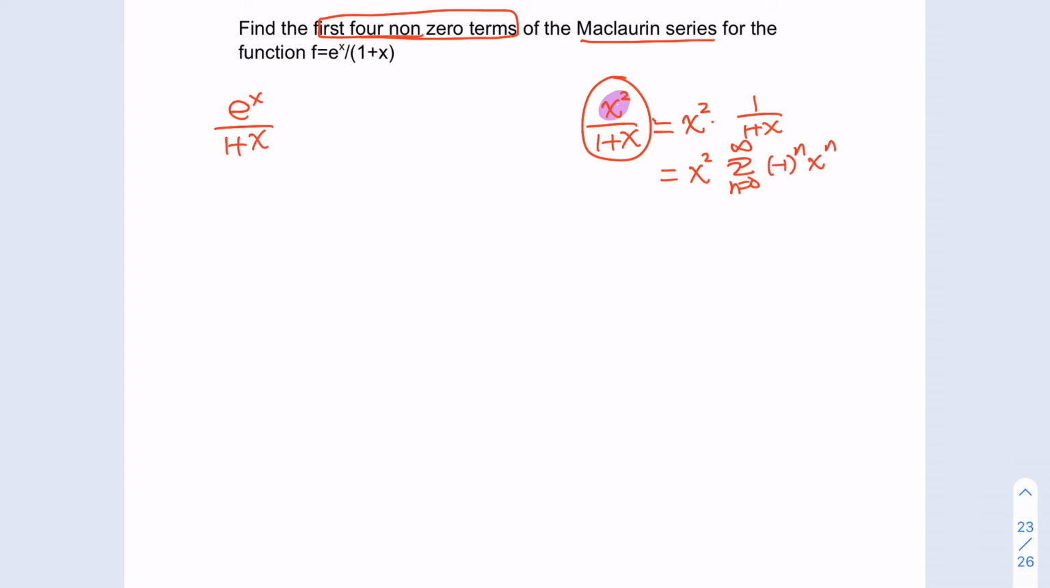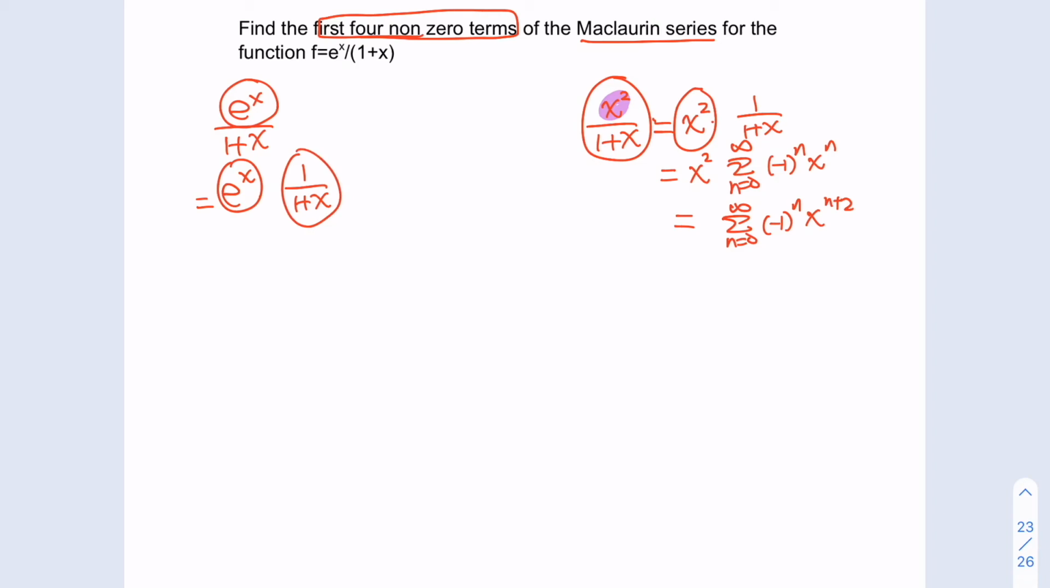use the series for 1 over 1 plus x, the sum of negative x to the n, and we move the x squared inside. However, if this is e to the x, we cannot do the same thing because e to the x is not a polynomial. Maclaurin series is always a polynomial. You can write it as e to the x times 1 over 1 plus x and express each as a series and multiply them. Or we can use long division.